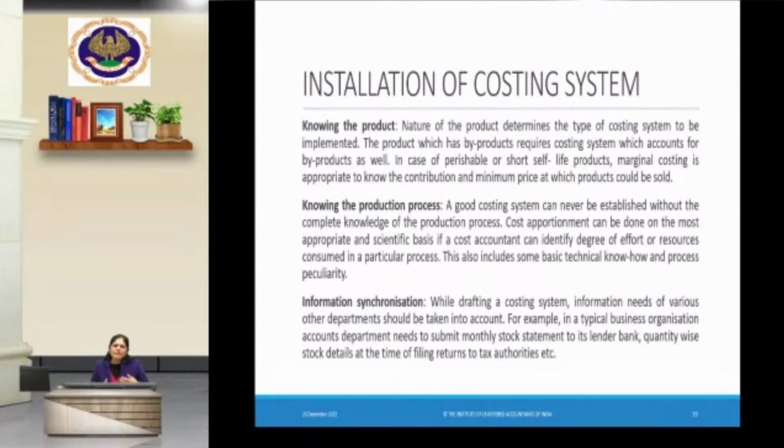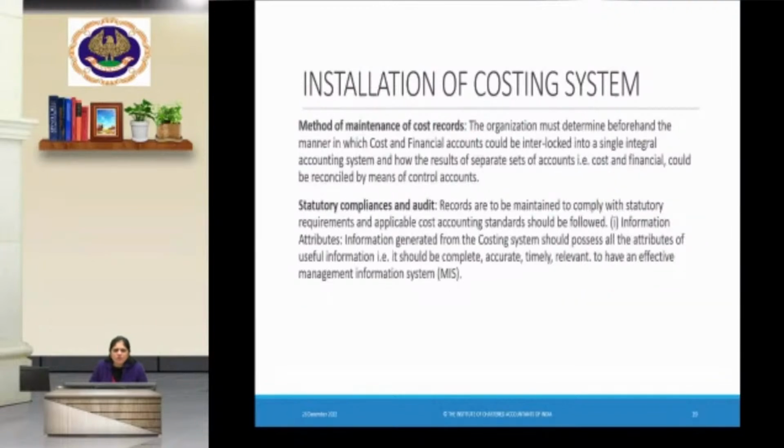So, what all type of information you require from the system? What all type of reports you will want? So, all those will be customized in the costing system. Moving further, maintenance of cost report.